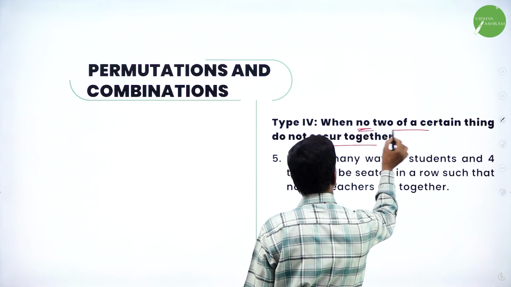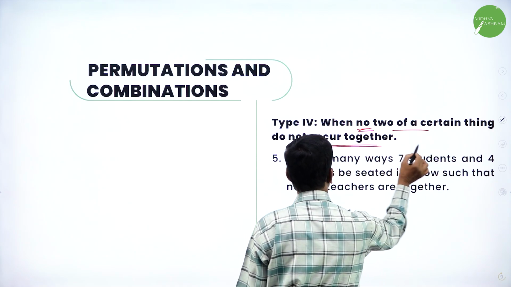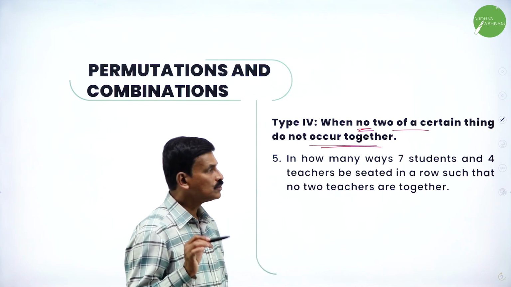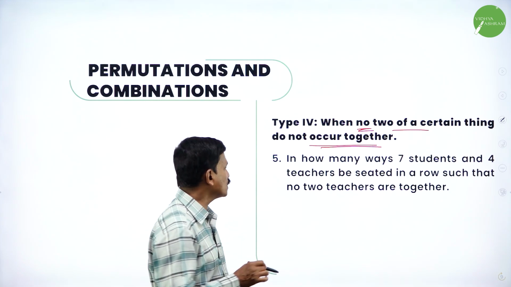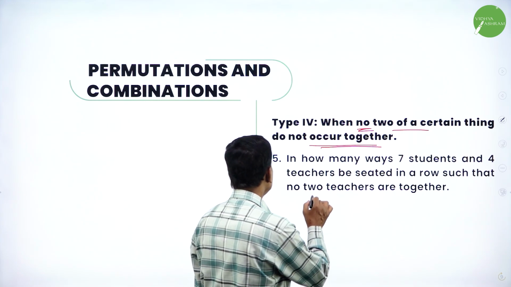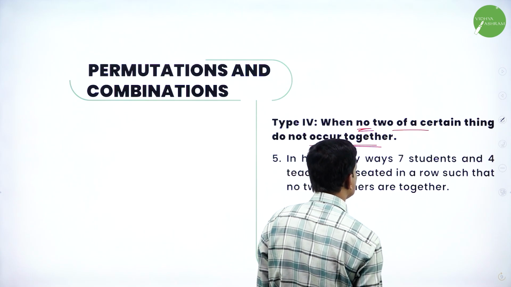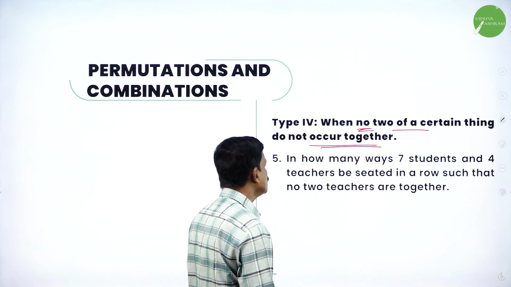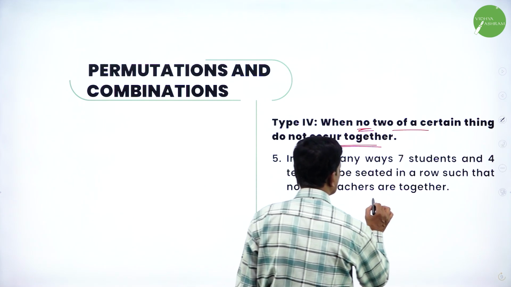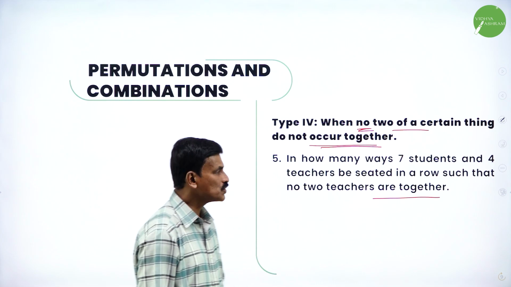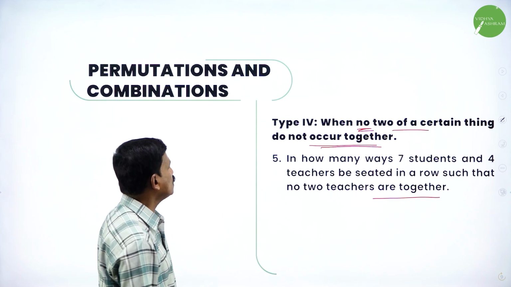When no 2 of certain things occur together. For this, let us take an example. In how many ways can 7 students and 4 teachers be seated in a row such that no 2 teachers are together? So how many teachers? 7 students and 4 teachers.